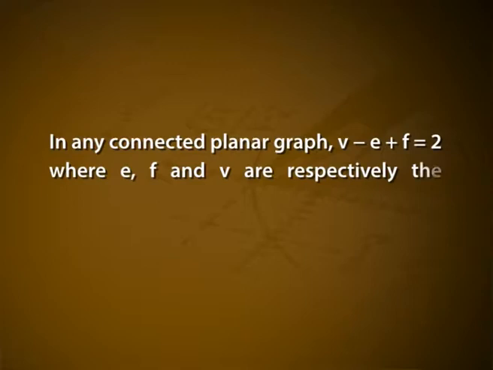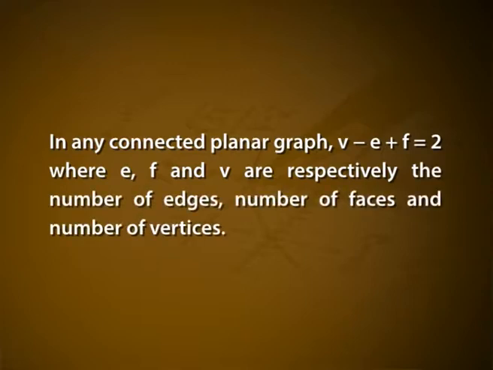Planar graphs have interesting geometrical properties also. The following theorem due to Euler is one of the most popular ones in graph theory. The theorem states that in any connected planar graph, V minus E plus F equals 2, where E, F and V are respectively the number of edges, number of faces and number of vertices. The equation in the theorem is called Euler's formula. A graph that does not satisfy Euler's formula will be non-planar.